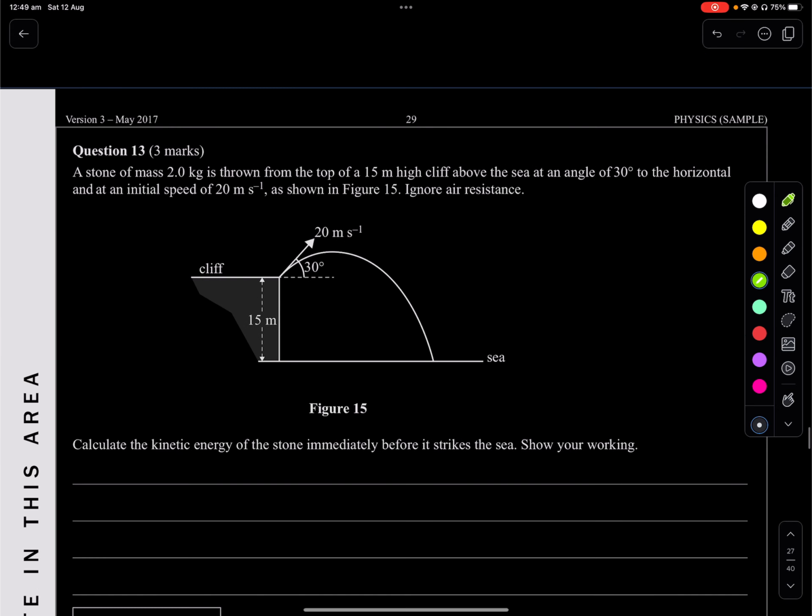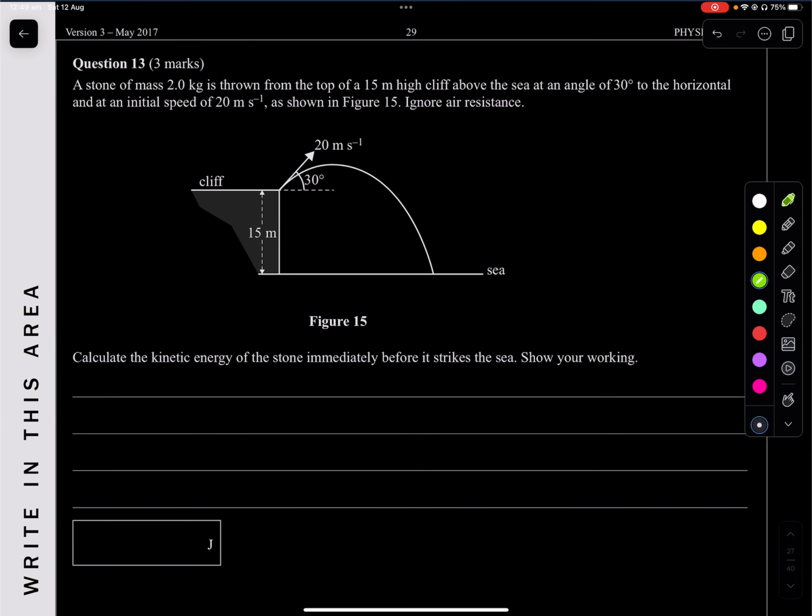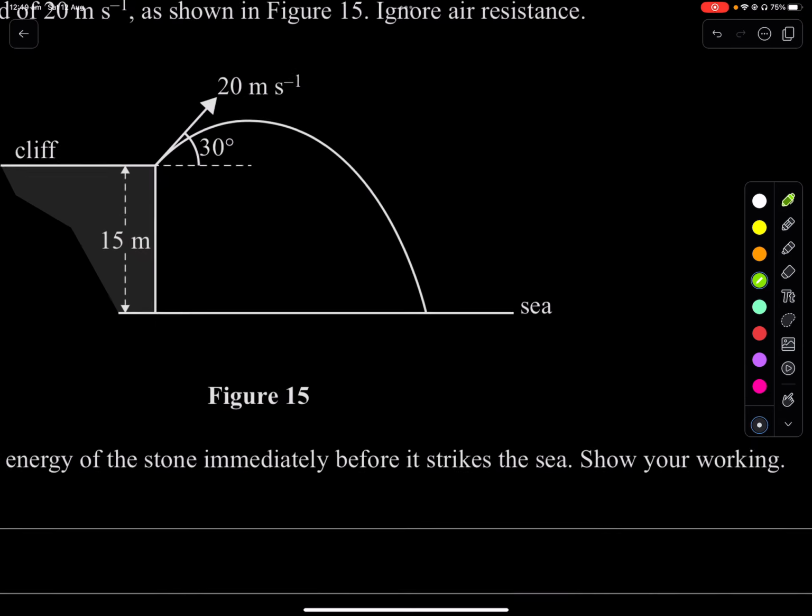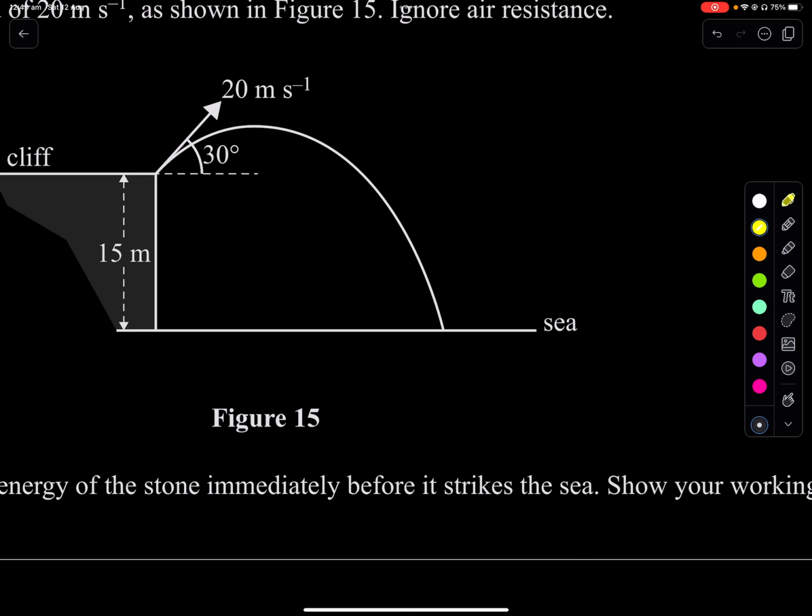80.3. So, a stone of mass 20 kilograms is thrown from the top of a 15-meter height above the sea at an angle of 30 degrees to the horizontal and at an initial speed of 20 meters per second, as shown in figure 15. Ignore air resistance. Calculate the kinetic energy of the stone immediately after it strikes the sea. So we want to calculate this.